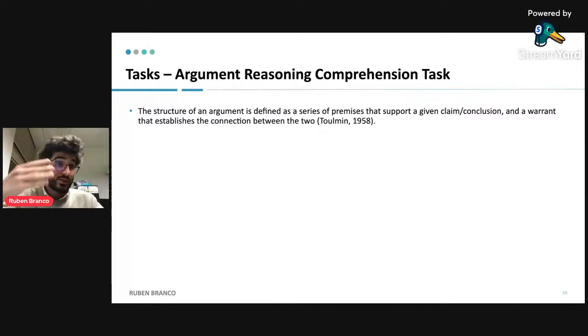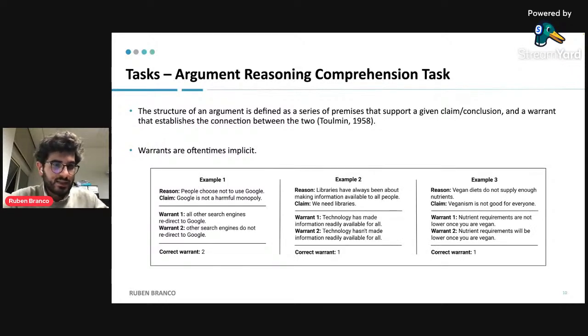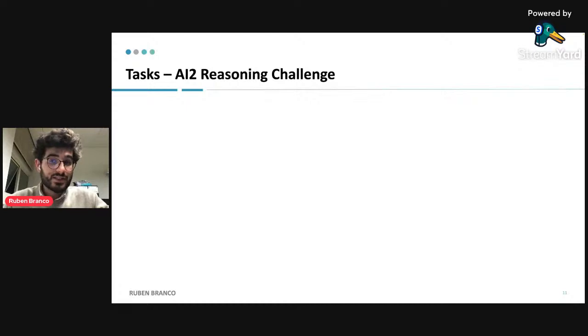And there's actually a warrant, which in itself is also a premise, that establishes the connection between the two, such that the claim and conclusion must logically follow from the premise. But warrants are oftentimes implicit, on the supposition that it is shared knowledge between the parties involved. So naturally, this becomes an exercise that requires common sense. In this task, the model is given a reason, a claim, and 2 possible warrants, and it must select the correct warrant.